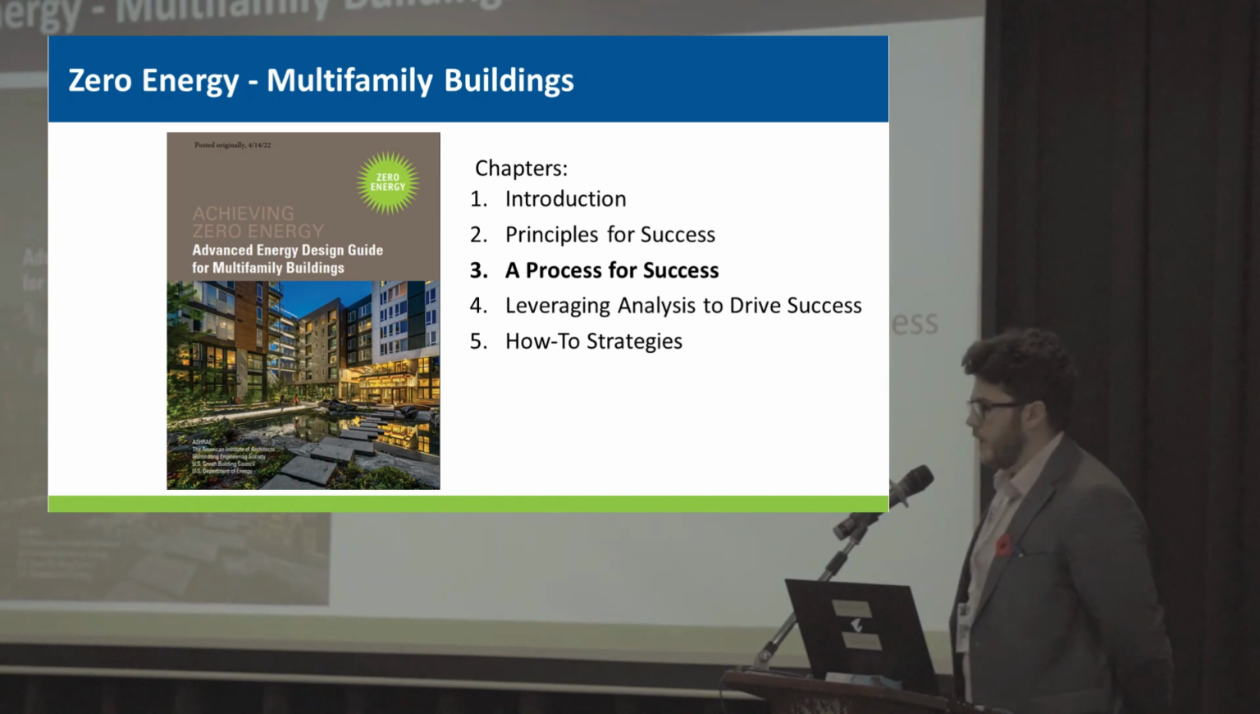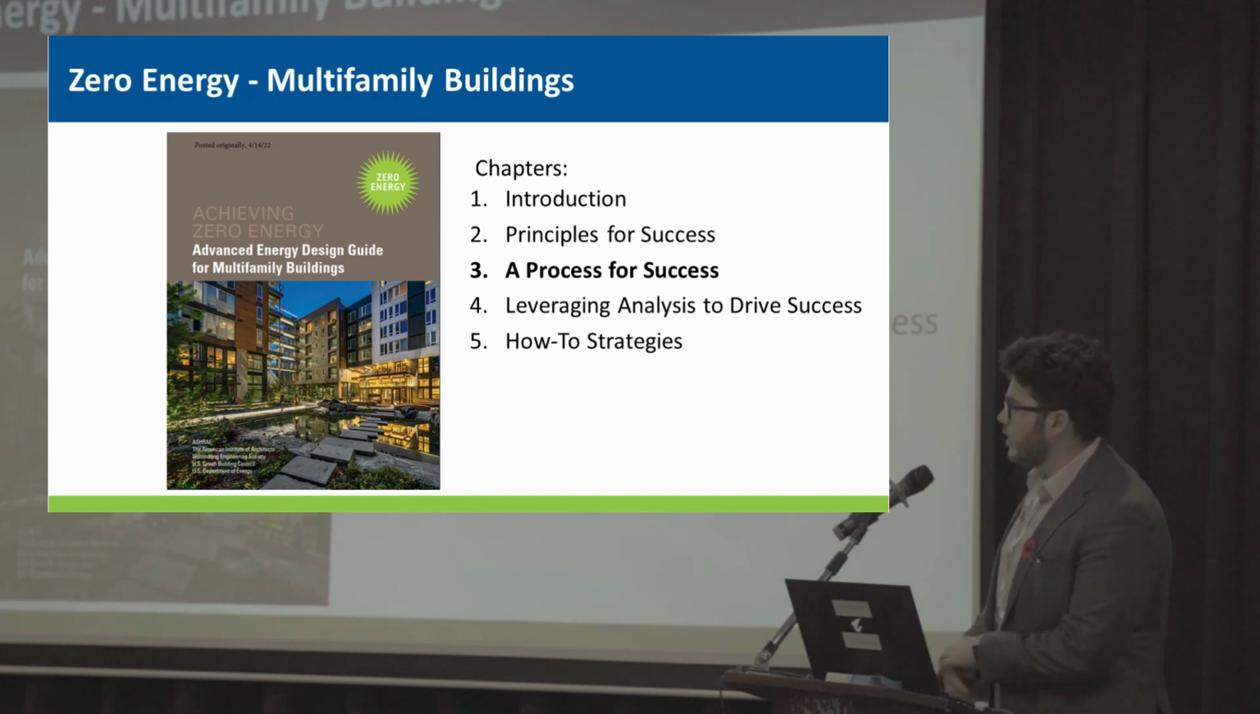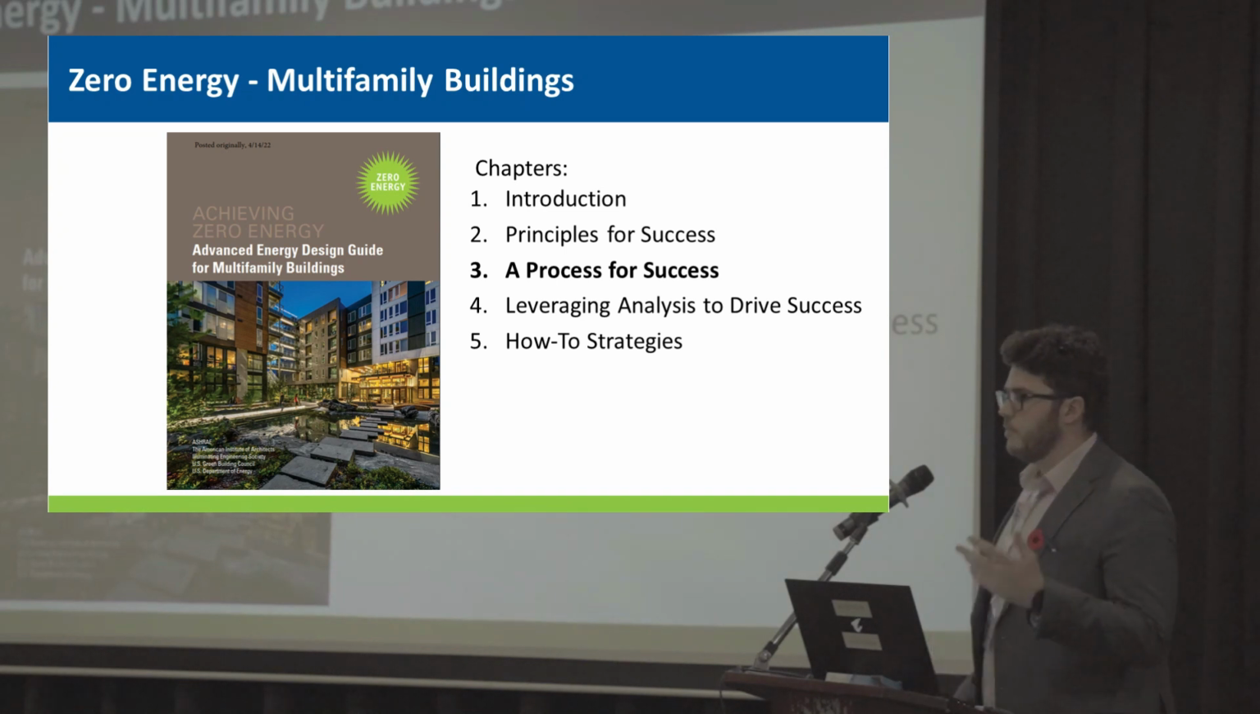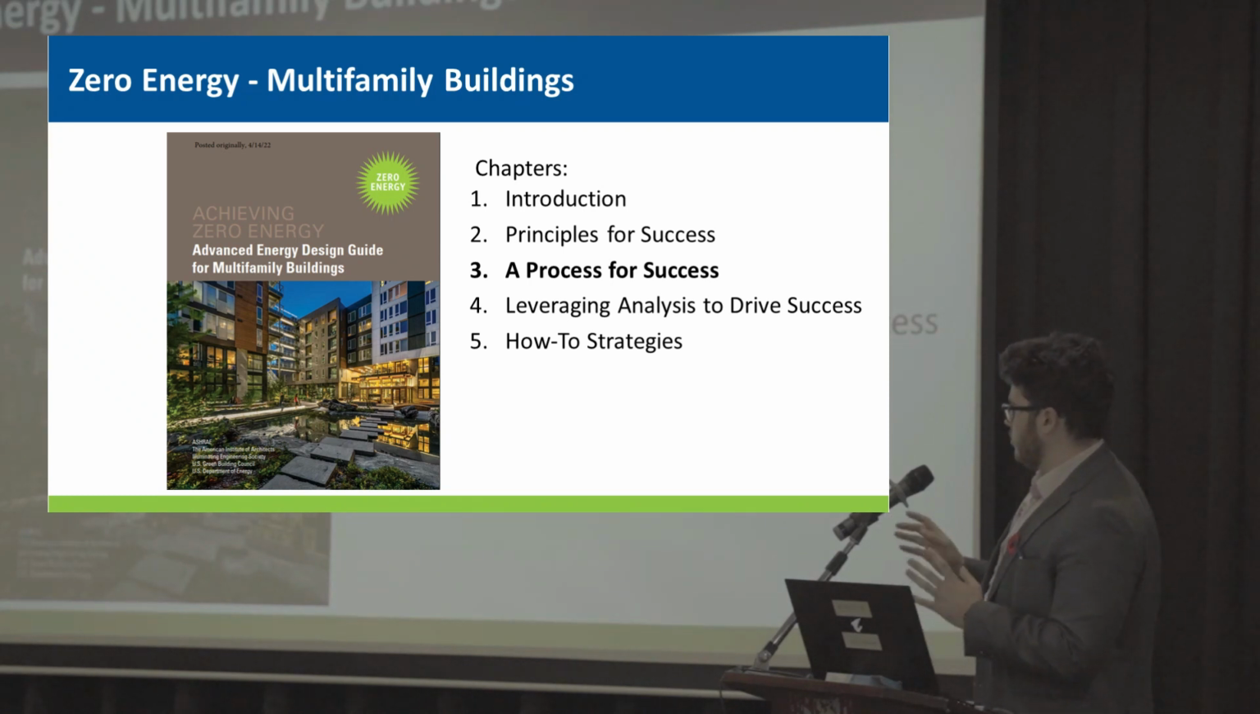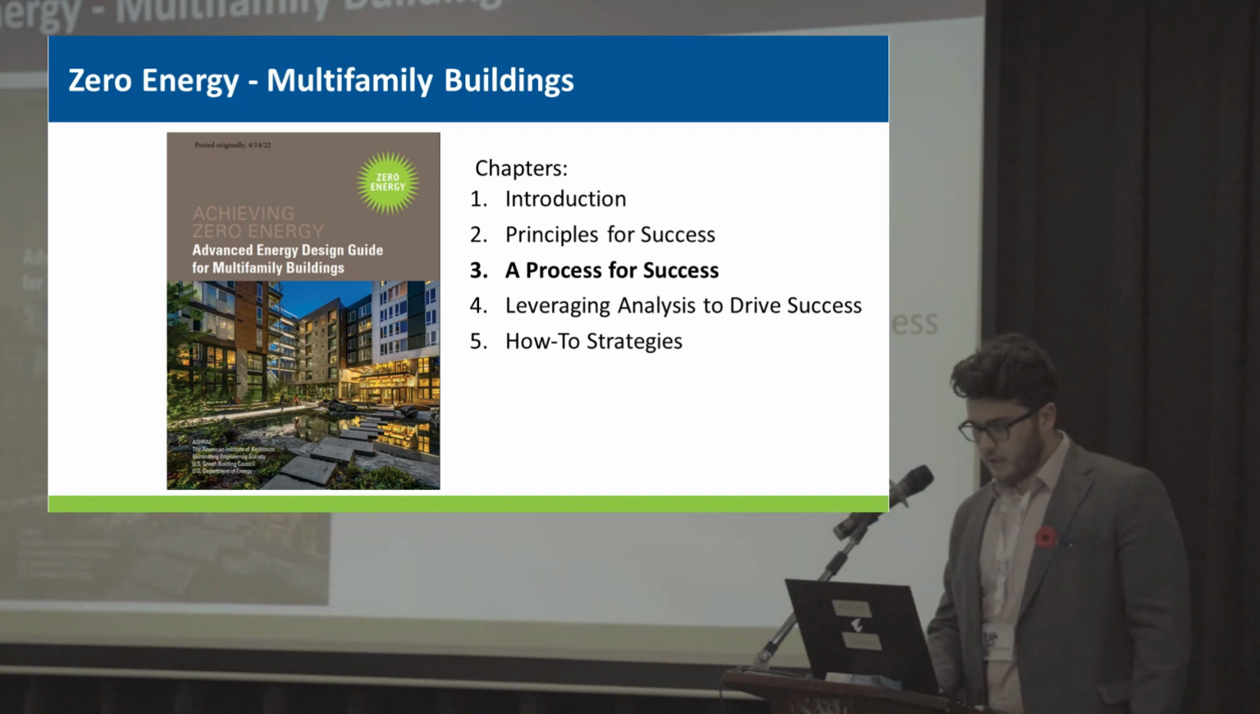So the guide has 5 main chapters that we look at. Introduction kind of covers some of the past guides, 30-50%, how they change going into this guide. They talk about some of the principles, then the process for success, which is really the bulk of the guide, and then they talk about some analysis that you can do post-building, and then some how-to strategies, which really are like a lot of meat to, you know, if you have different outcomes for these buildings.